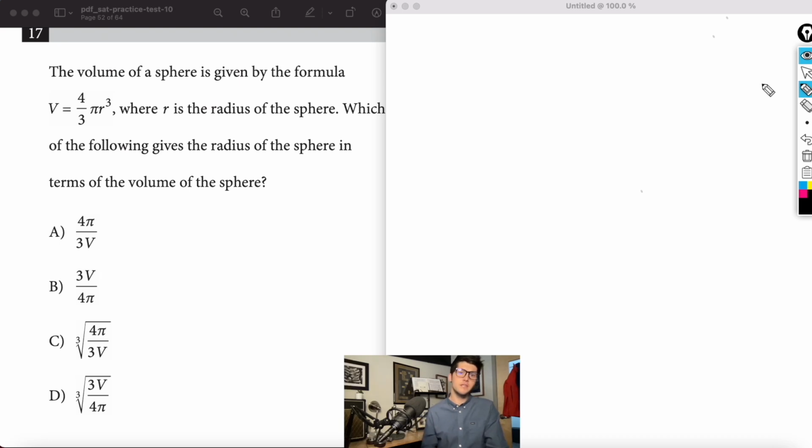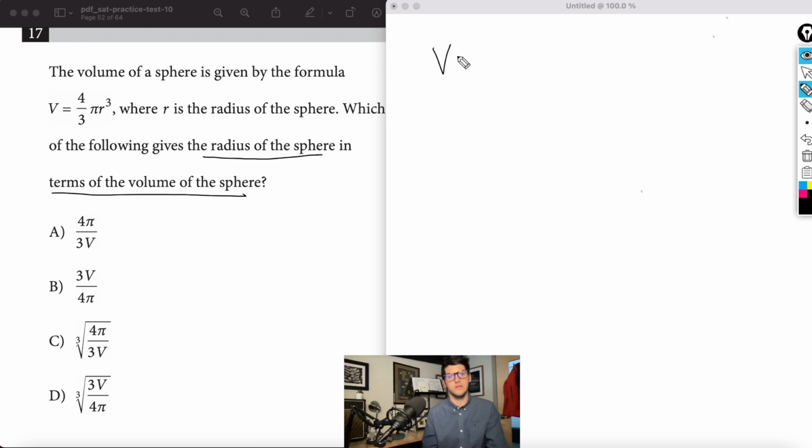All right, number 17, a great example of a question that can be solved this way, even though it doesn't need to be solved this way. Which of the following gives the radius of the sphere in terms of the volume of the sphere? All that means is get the r term by itself. So probably the fastest way to do this is to just do the algebra, right?